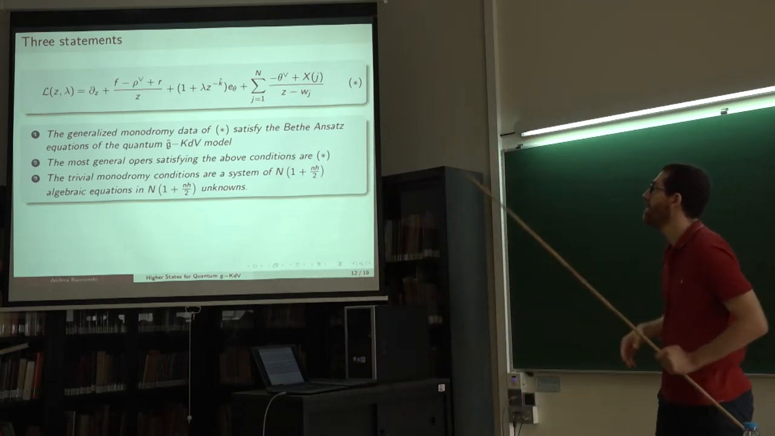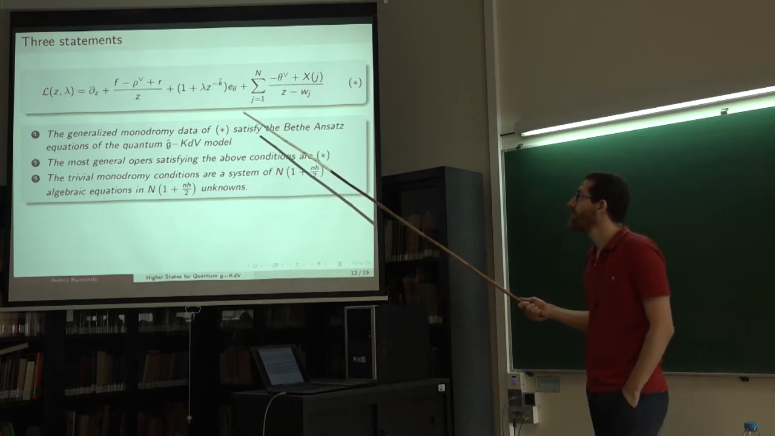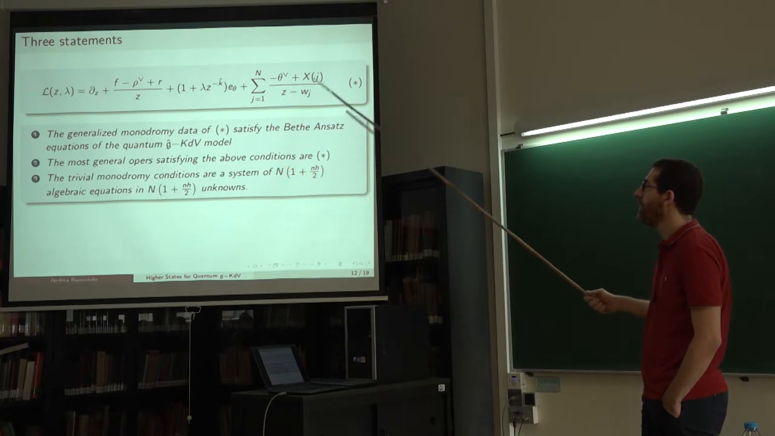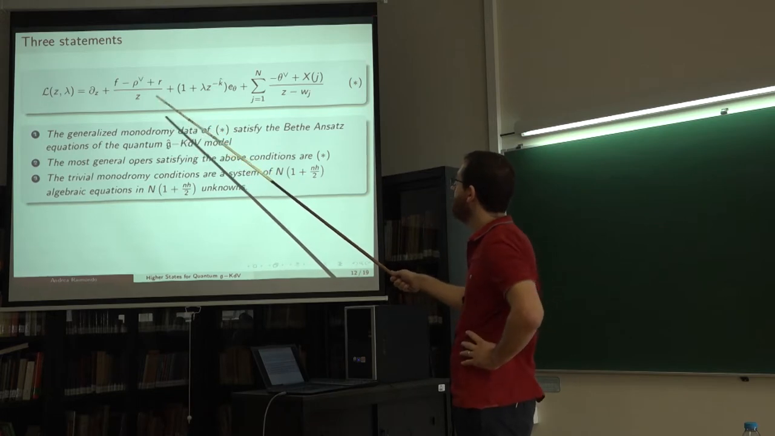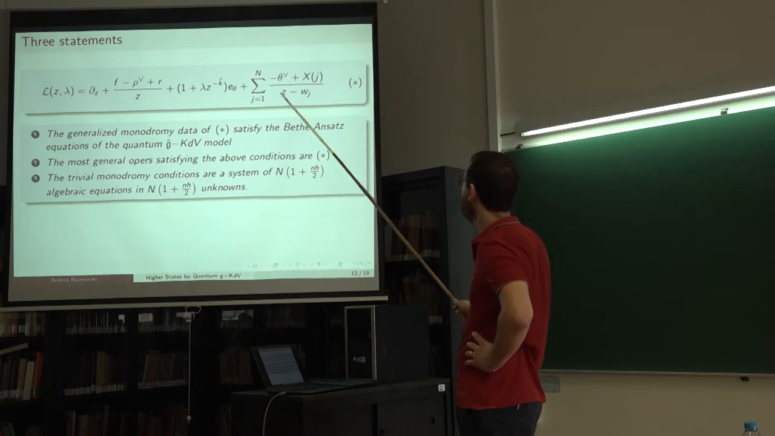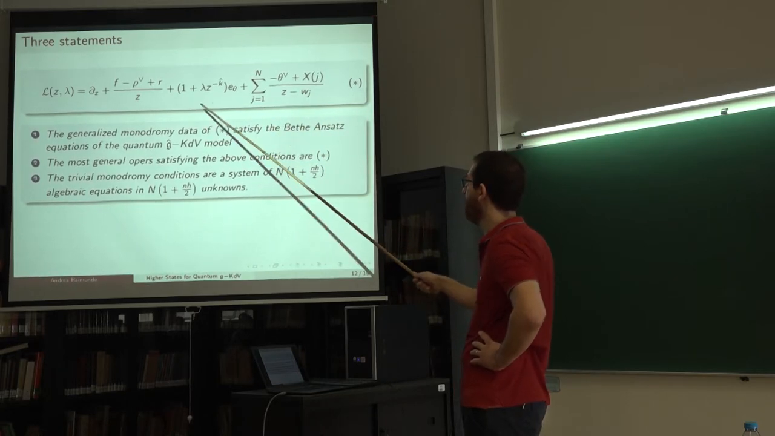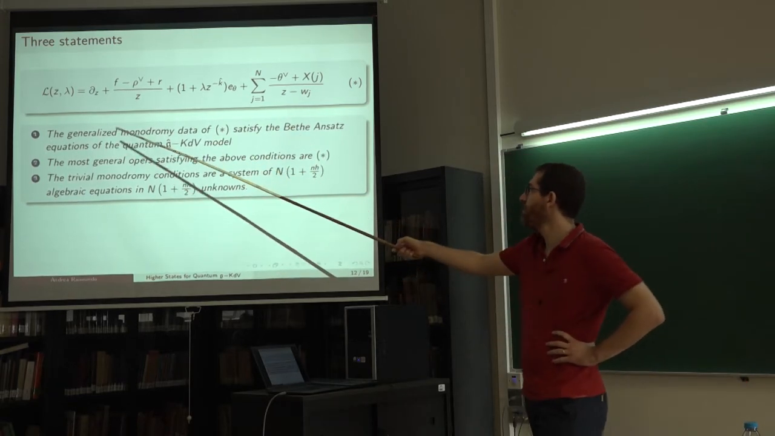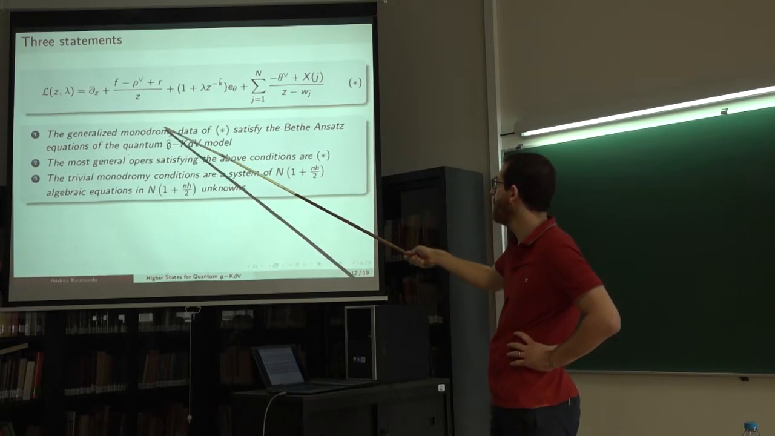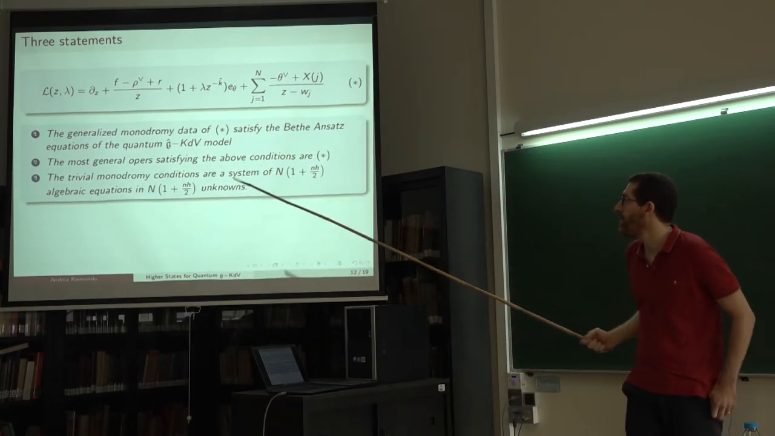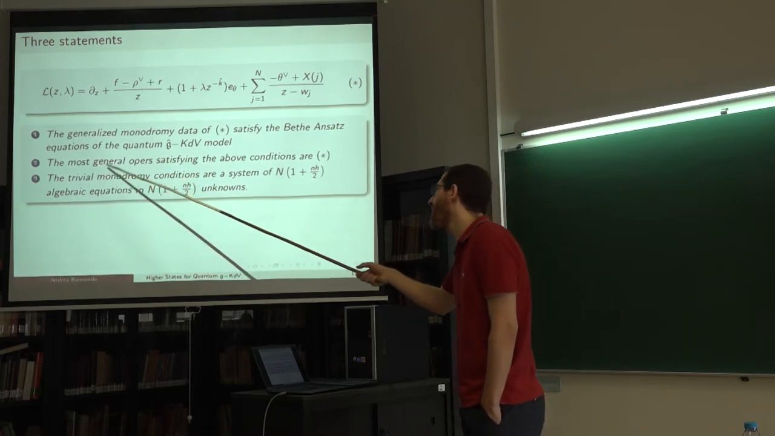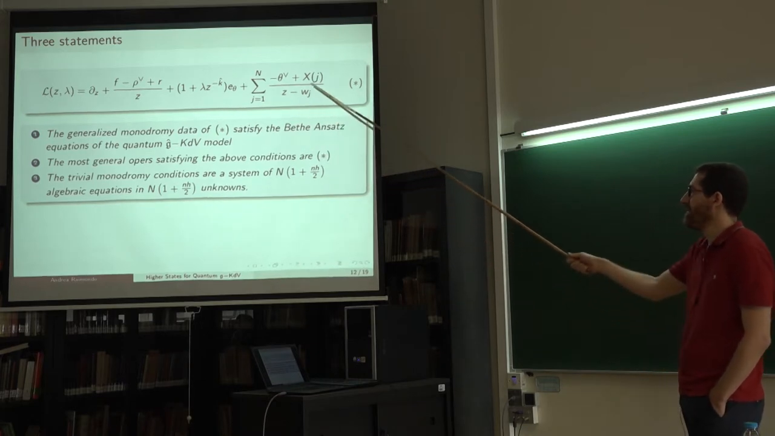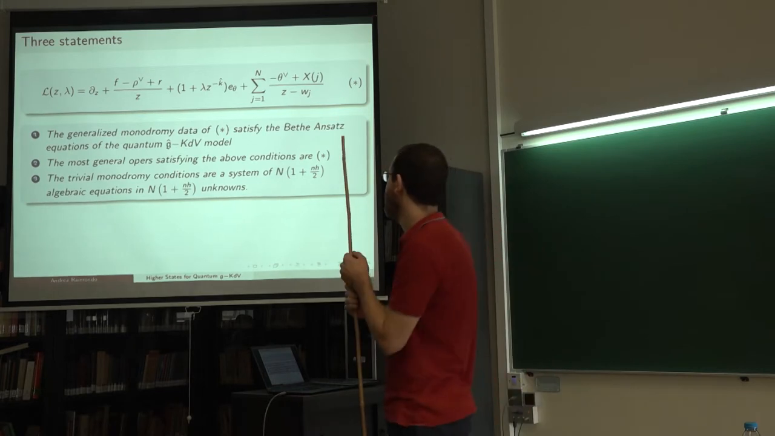Now, a few statements about these opers. This is maybe the most important slide of the talk. We define these opers with the properties we gave before. This oper has regular singularities at 0 and at the w_j, and an irregular singularity at infinity. Typically you talk about generalized monodromy, and the statement we proved is that the generalized monodromy data of this oper satisfy the Bethe Ansatz equations for the quantum g-KdV model. Second, which is a big, vague statement, is that the most general opers satisfying all these conditions are given by this statement. Of course, I have to tell you what I mean by most general, and I hope I will have time to explain this at the end of the talk.